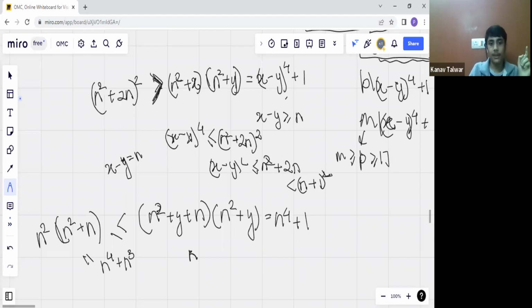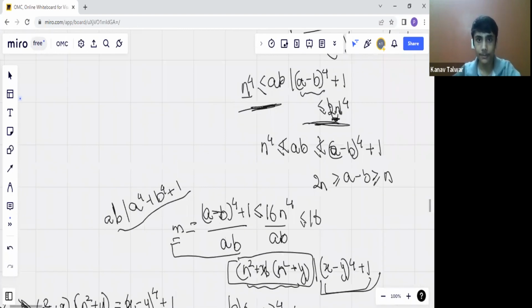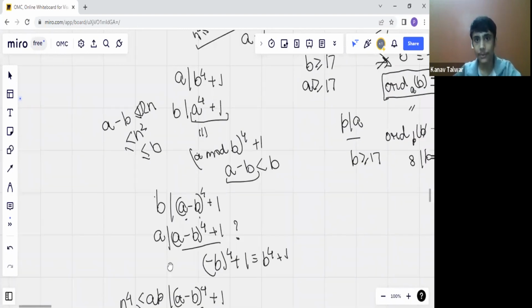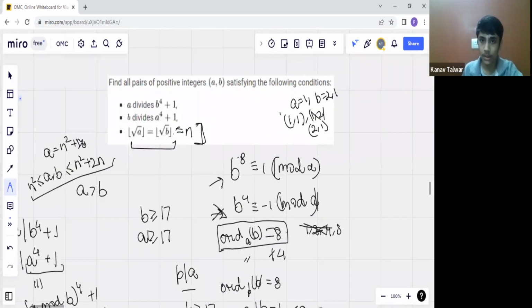Hence n cubed must be at most 1. Hence n is at most 1. But we've got rid of n equal to 1 in the beginning. So there are no more solutions for n greater than or equal to 2. Hence the only solutions that we found in the beginning were of n equal to 1 and n equal to 2, which are (1,1), (1,2), and (2,1). So are there any questions with the proof? We are done. The only solutions are these.